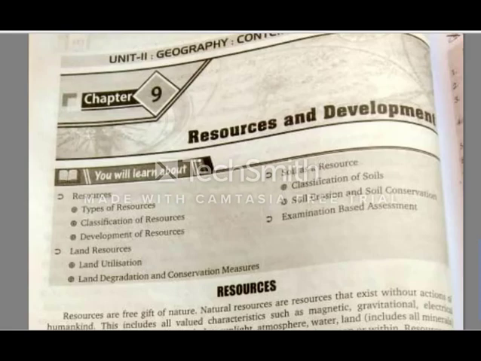Good morning, class. Today we will learn the first chapter, Resources and Development. This is the chapter of Geography, class 10th. In this chapter, what you will learn, the topics have been written on the screen.